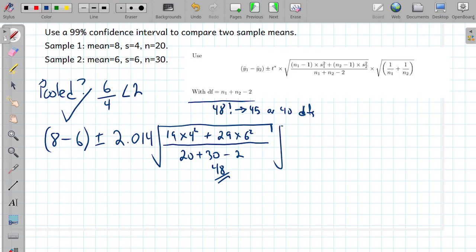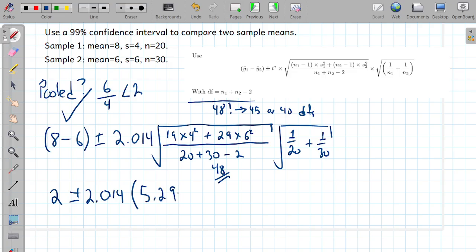And then we need 1 over 20 and 1 over 30. So this is called the pooled standard deviation, pooled standard error. Let's compactify this into something more useful. So this is 2 plus and minus. Now I've pre-calculated everything, as long as I can read my handwriting. So if you're trying to work this out and you are not handy with a calculator, I did itemize these two square roots because I know you'll probably want to try and get it right, which would be good.